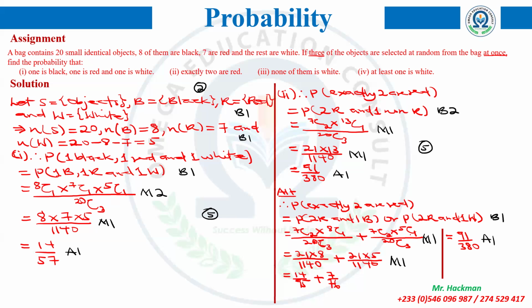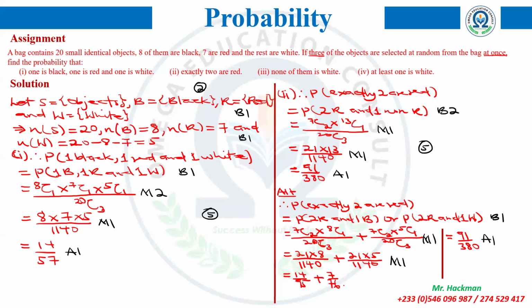Someone could have done 7 combination 2 times 8 combination 1, then plus 7 combination 2 times 5 combination 1, then come and do all over a common denominator. I decided to write it in terms of partial fractions, but someone can write it in terms of a single fraction, I mean, quoting it in terms of the combination here. So the whole of this and that will be occupying the numerator all over this. Okay, and I think from here you should be able to carry on.